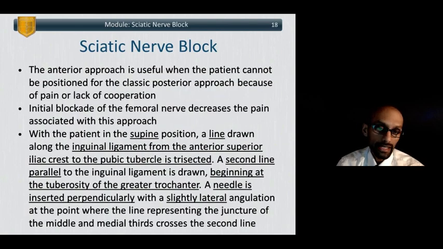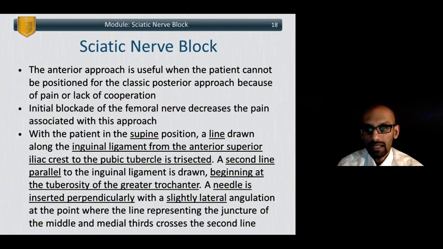So there is an anterior approach for the sciatic nerve. I don't know how many institutions employ this approach, but it's useful when the patient can't be positioned for the classic approach because of pain or lack of cooperation. You can get initial blockade of the femoral nerve, and so technically you can block the femoral and the sciatic in one shot, in one block.